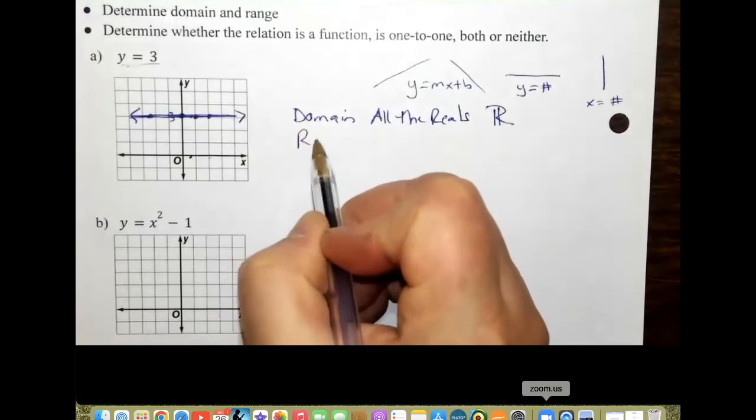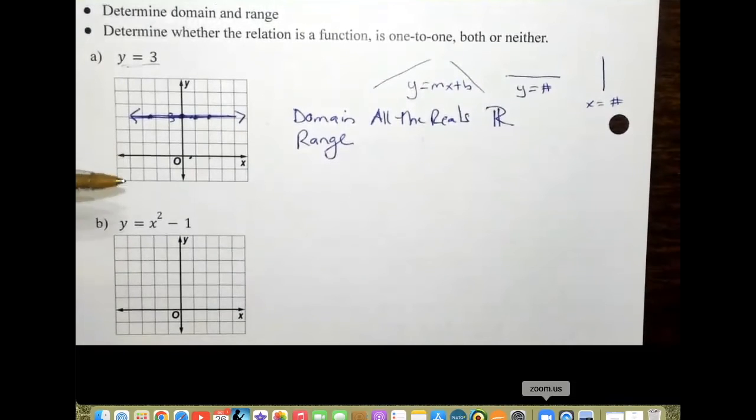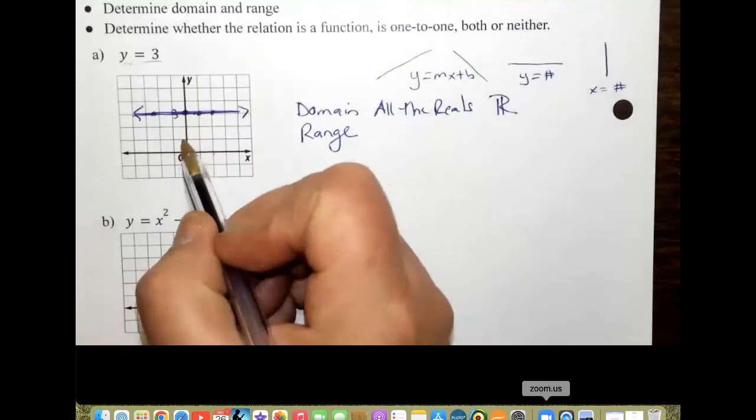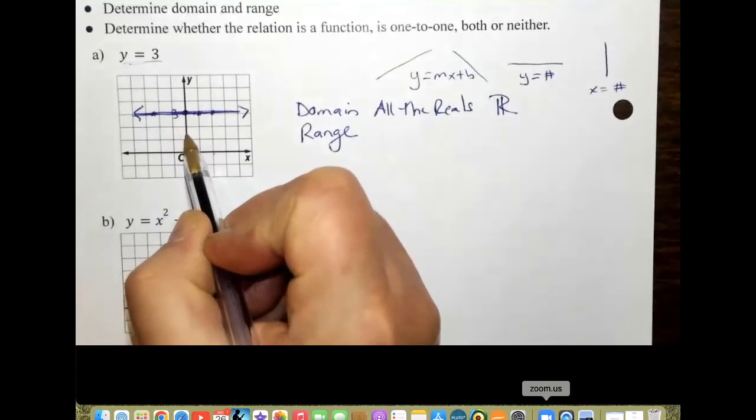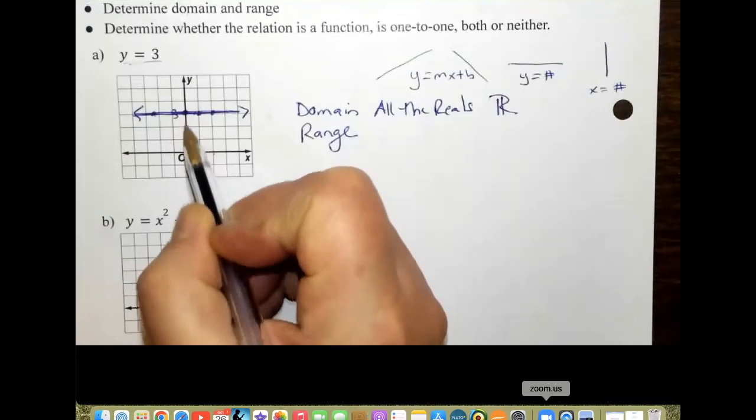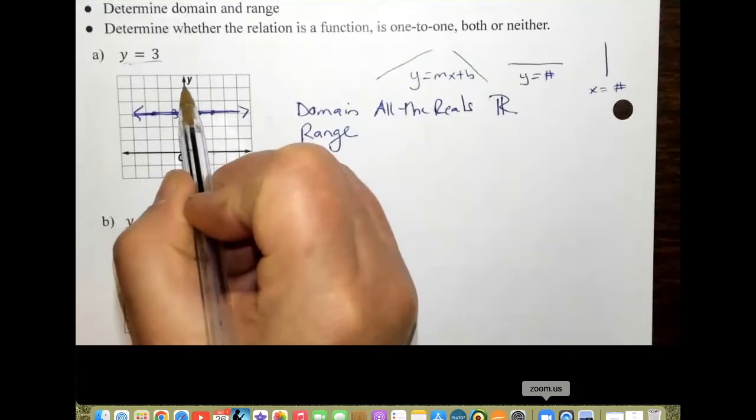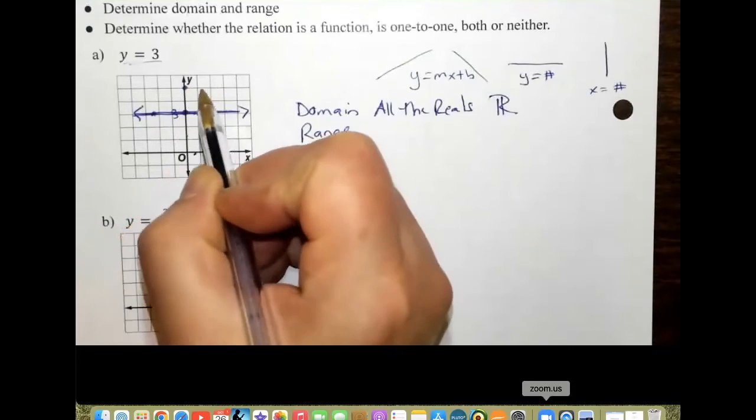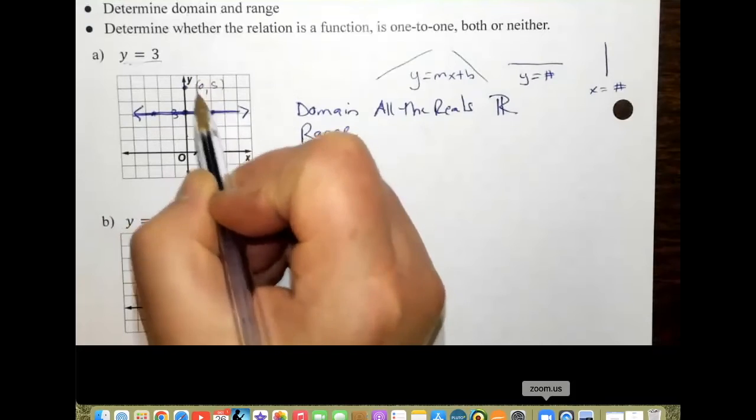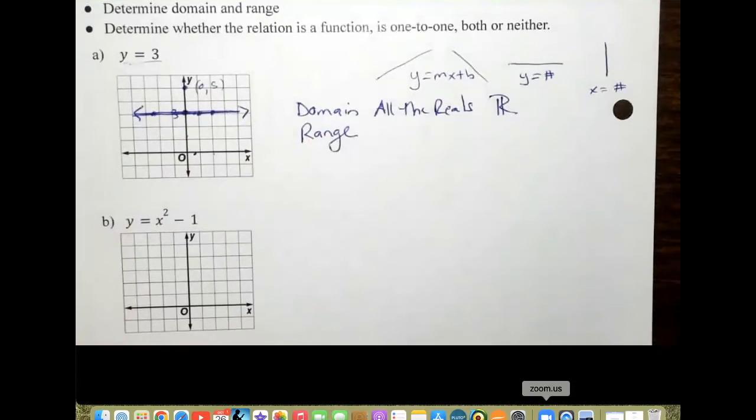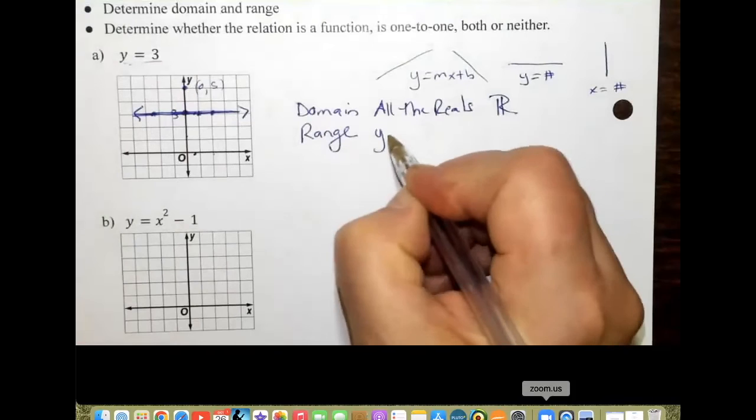What about the range? Hey, that's good. The range has to do with y. So is the line down here for y? No. Is the line here for y? Right here? There's no line right here. What about right here? If I put this point, this would be the point 0, 5. Is 0, 5 on that line? No. So the range is y equals 3 exactly.